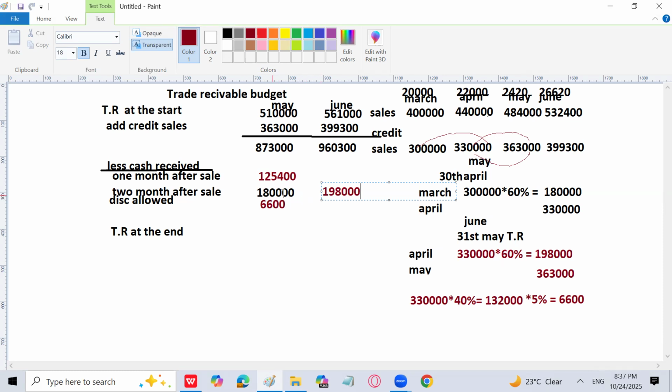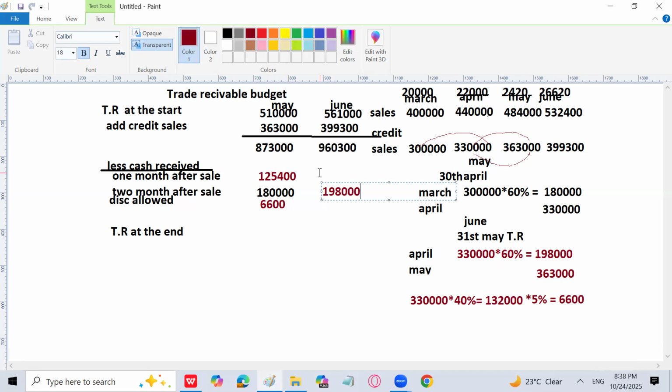Sir, why has 1,80,000 come? Listen again about this. March sales is 3 lakh. 40% will be received in April. And we are not preparing the budget of April, otherwise I could have written it down. And 60% is going to be received in May, 2 months after sale. So in May, from March sales, which is 2 months after sale, we are receiving 1,80,000, total amount without discount.